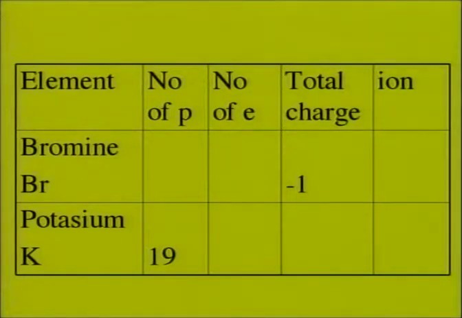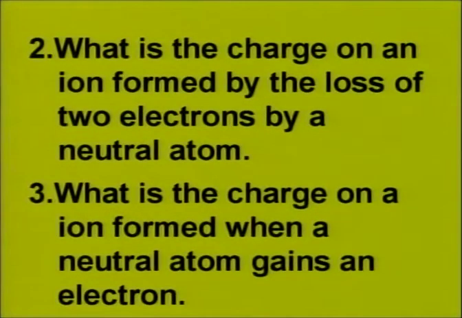All right, the final 2 questions. Question number 2 is, what is the charge on an ion formed by the loss of 2 electrons by a neutral atom? And the third question is, what is the charge of an ion formed when a neutral atom gains an electron? Using what I did explain here, you can calculate for question number 2 and 3.